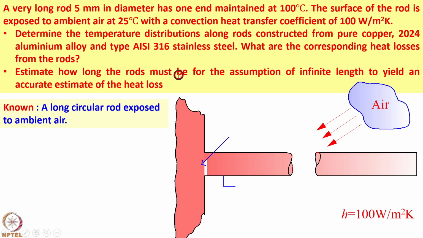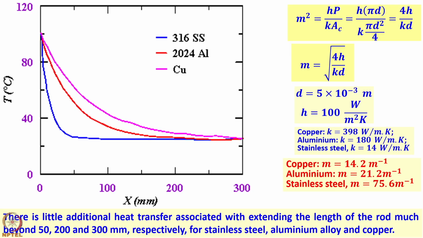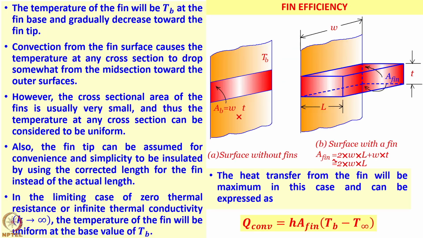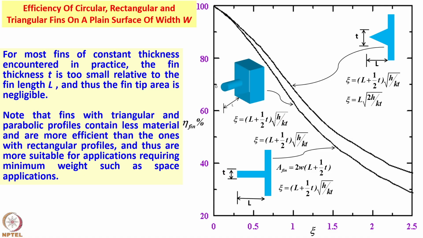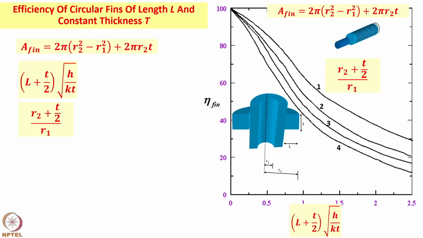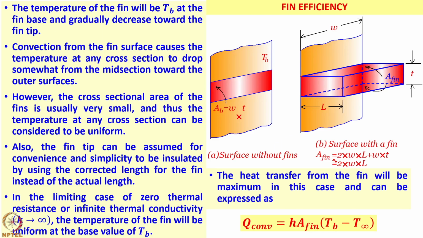Estimate how long the rods must be for the assumption of infinite length to yield an accurate estimate of the heat loss. While we solve this problem, immediately after this we will study what is called fin efficiency, and after fin efficiency we will study what is called fin effectiveness.